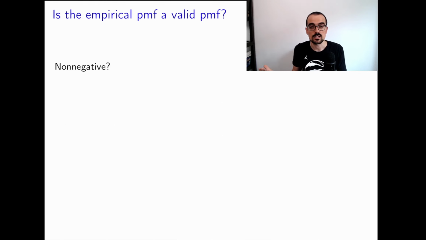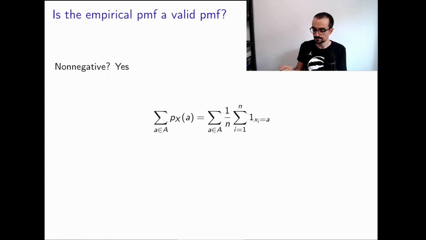So now we have to ask ourselves, is this empirical PMF a valid PMF? The only thing that we have to check is that it's non-negative and it adds up to 1, and then there'll be an underlying probability space, and we don't have to worry about it. Is it non-negative? It is, right? These are empirical probabilities. It's a non-negative number divided by n. It's going to be non-negative. So yes. Now we need to see whether they're going to add up to 1.